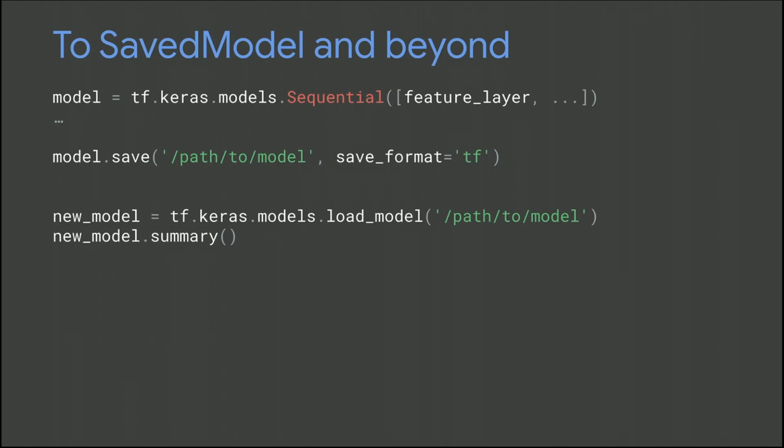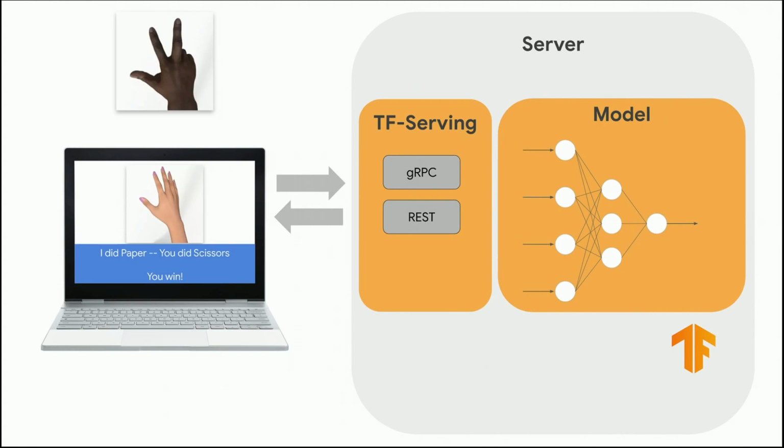You can load it back into Python. You're going to get all of that Python object state back, as you can see here, and you could continue to train, continue to use that. You could fine-tune based on that. Or you could take that model and load it into TF Serving.